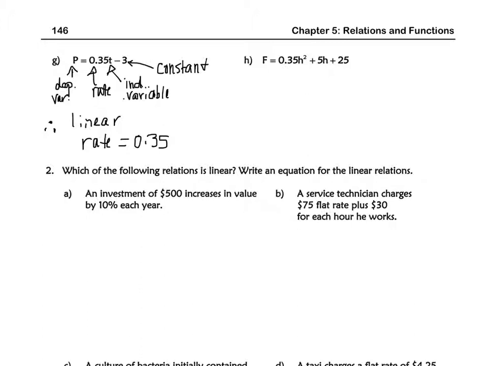The next equation has F equals 0.35 h squared plus 5h plus 25. So when we see the h squared there, we know that this is not a linear relation. It does not have that form like G had of dependent variable equals rate times independent variable. There's an h squared term there. So this would be nonlinear.